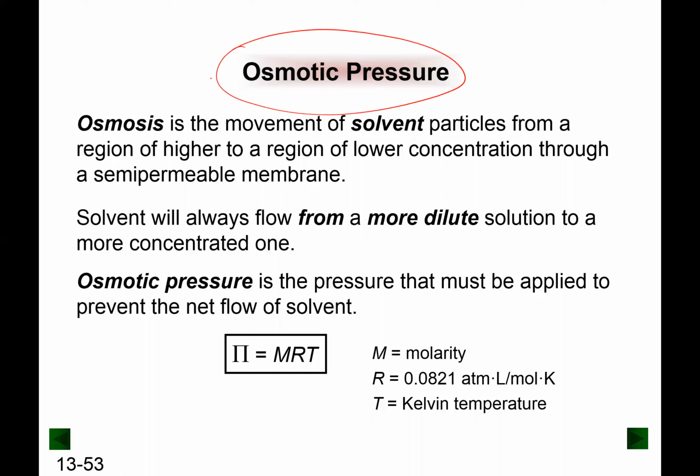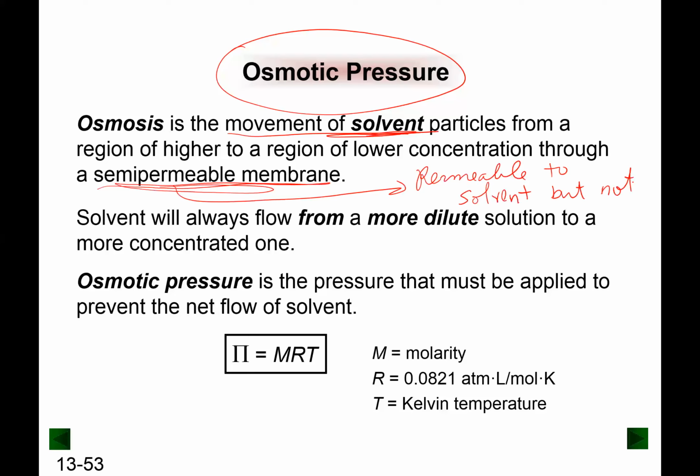dissolved in a solution. But what we find in osmosis is a movement of solvent particles. So for osmosis to take place, what we will need is a semi-permeable membrane, and the semi-permeable membrane means that it is permeable to solvent, but not solute.